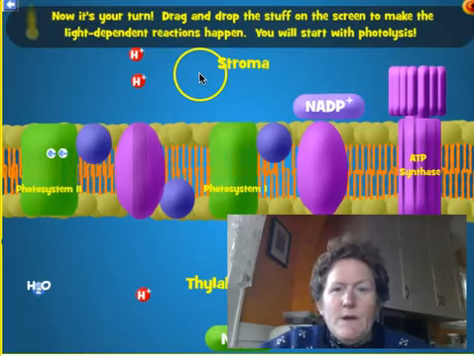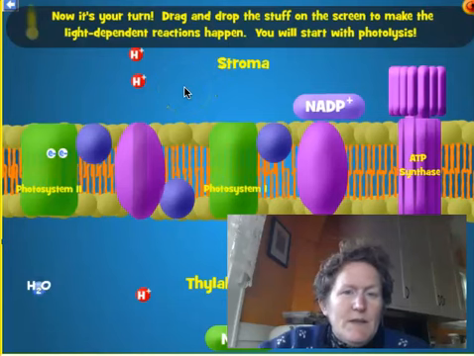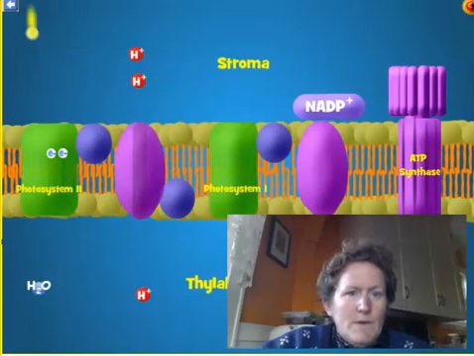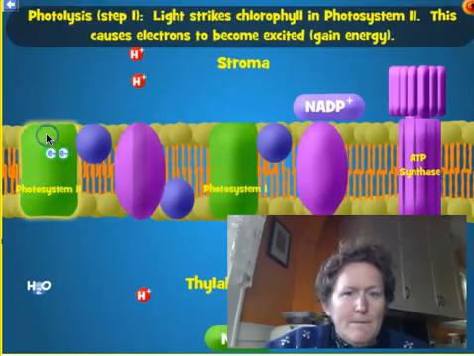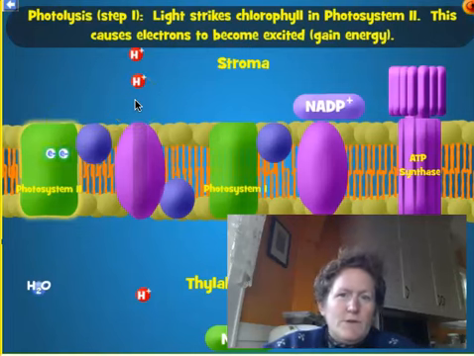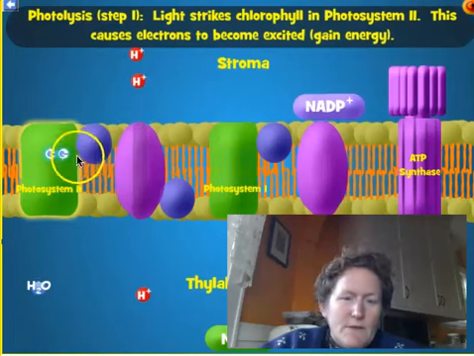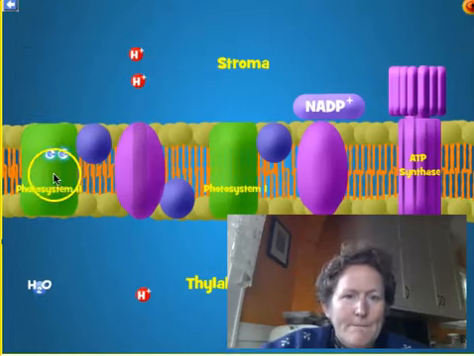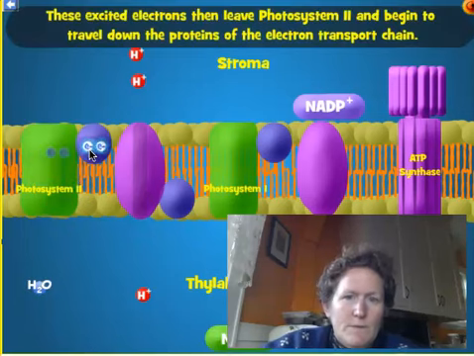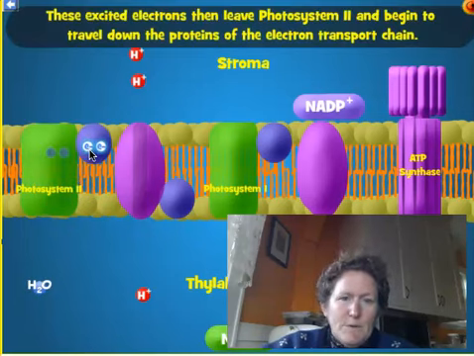So now it's our turn. Drag and drop on the screen to make light-dependent reactions happen. They'll start with photolysis. So we're going to bring in some light. It strikes the chlorophyll. This causes the electrons to get excited. The electrons move through the transport chain here.